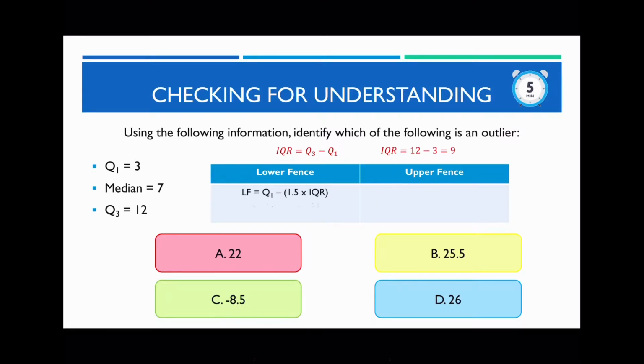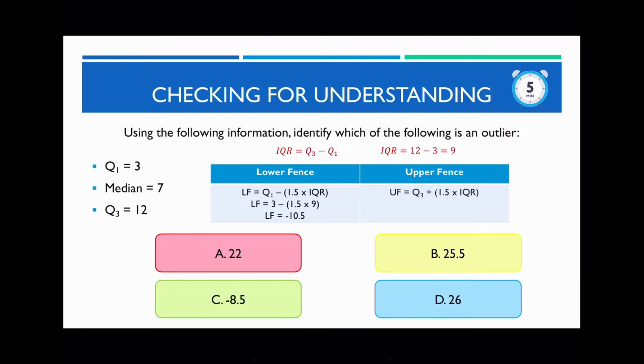I just substitute values. I know that Q1 is equal to 3. So 3 minus 1.5 times 9. If you do this successfully, you're going to get an answer of -10.5. In this case, there are no values that are smaller than -10.5. So what I'll do now is calculate the upper fence.